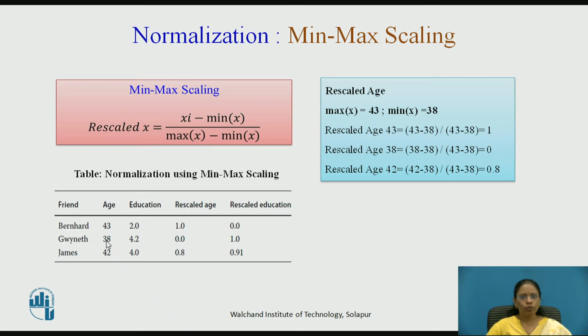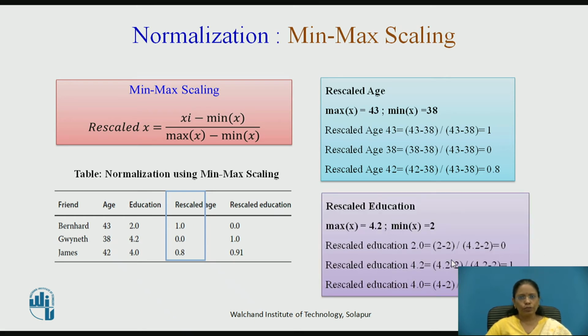Similarly, we can find it for 38, which is 38 minus 38, with all other values remaining the same, which gives 0. For 42, again only the first value, xi, is going to change. So 42 minus 38 divided by the same, so it is 0.8. So the values have been mentioned in this rescaled age. Okay, so the values have been brought between 0 and 1.